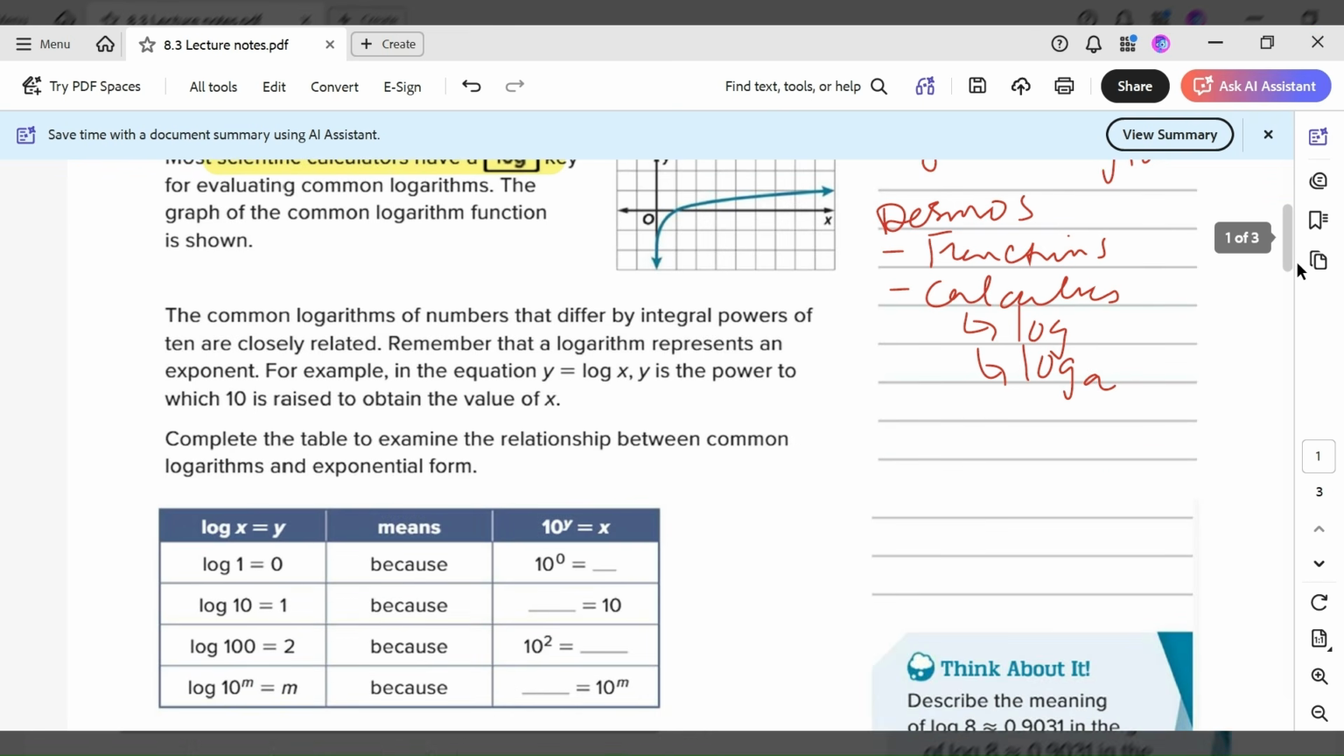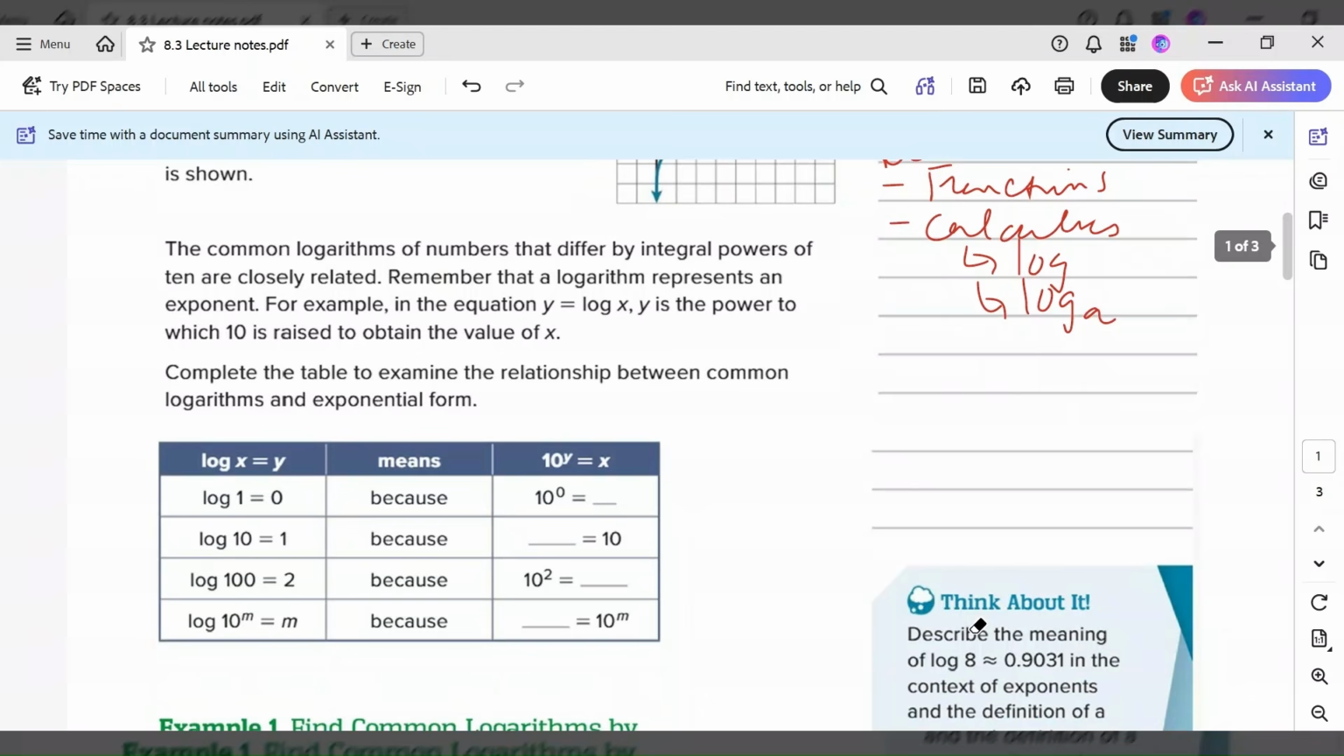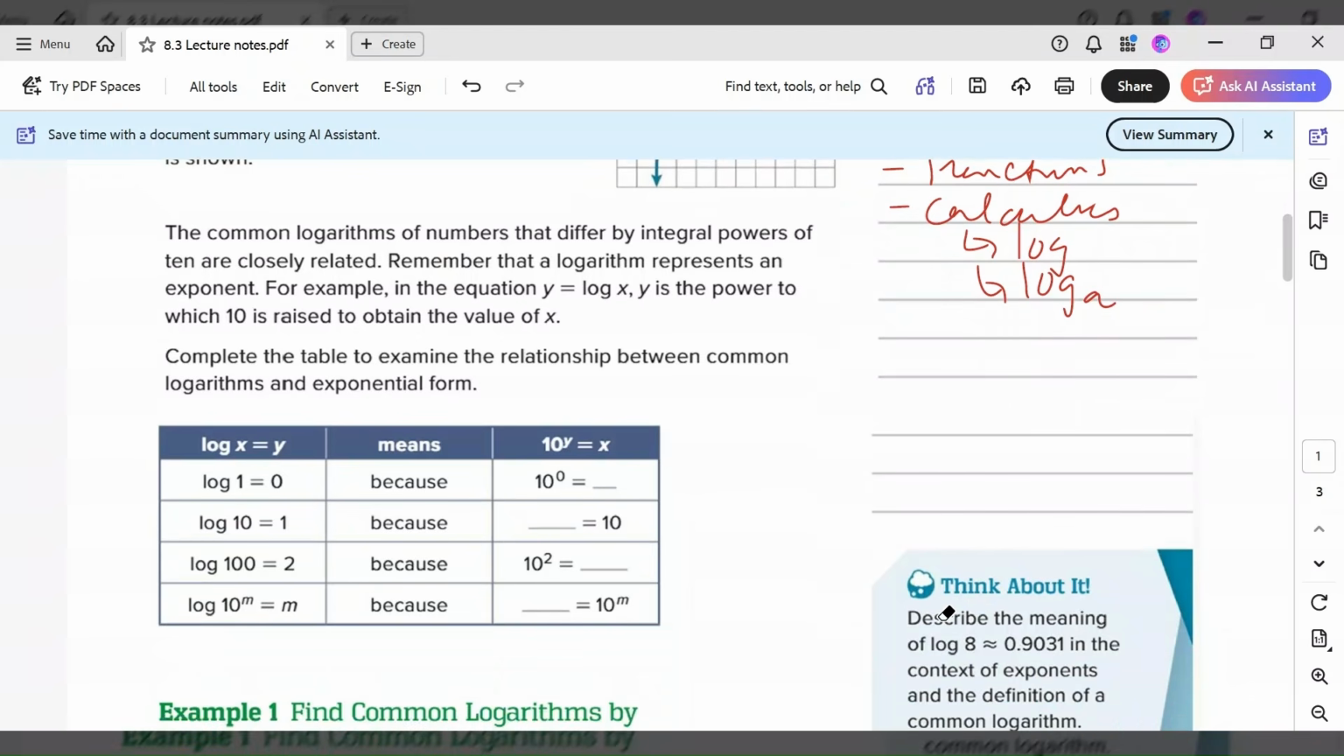Common logarithms are numbers that differ by an integral power, which are base 10. So when we look to complete the table, it says log x is equal to y means 10 to the y equals x. So log of 1 is equal to 0 because 10 to the 0 power is 1.